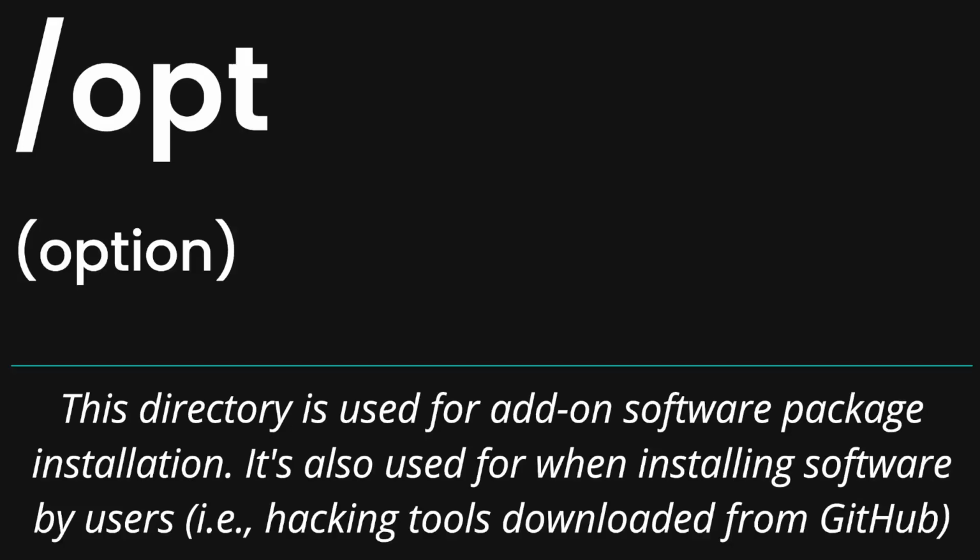So the next one is going to be the /opt, or options, and this directory is pretty much used for add-on software packages that you install into your Linux system, and it's also used when installing hacking tools from GitHub. This is frequently used by people who are into certified ethical hacking. They will always go to GitHub and find a really good script, for Wi-Fi hacking or password cracking and so much more. And they'll be downloading all these tools, and they'll go directly to this directory.